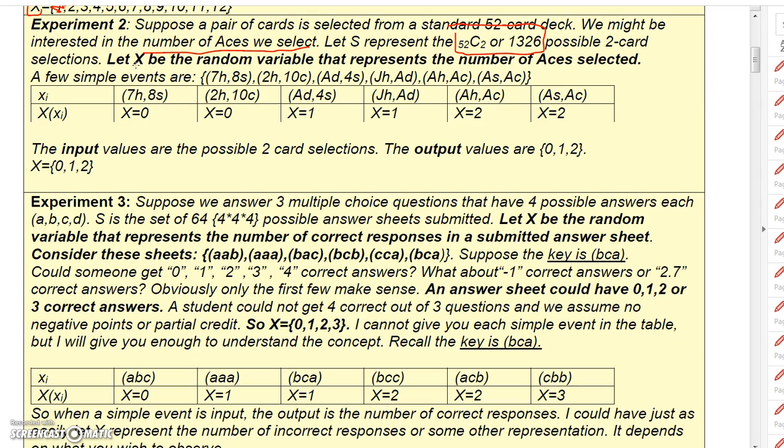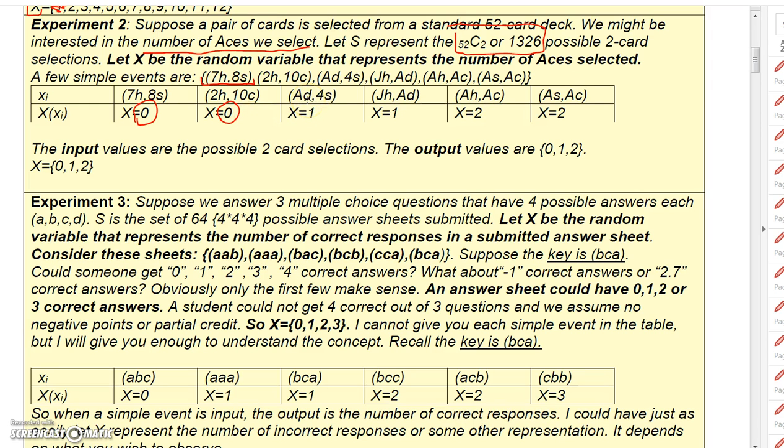The random variable X is going to represent the number of aces selected in a hand. Now you can see I listed a few simple events here. Obviously I'm not going to list them all because there's over 1,000 of them. But if you draw the 7 of hearts and the 8 of spades, then since X represents the number of aces, X would be 0 for that hand because there's no aces. Same thing if you draw the 2 of hearts and the 10 of clubs, you're going to get 0 as well because there's no aces in that hand.